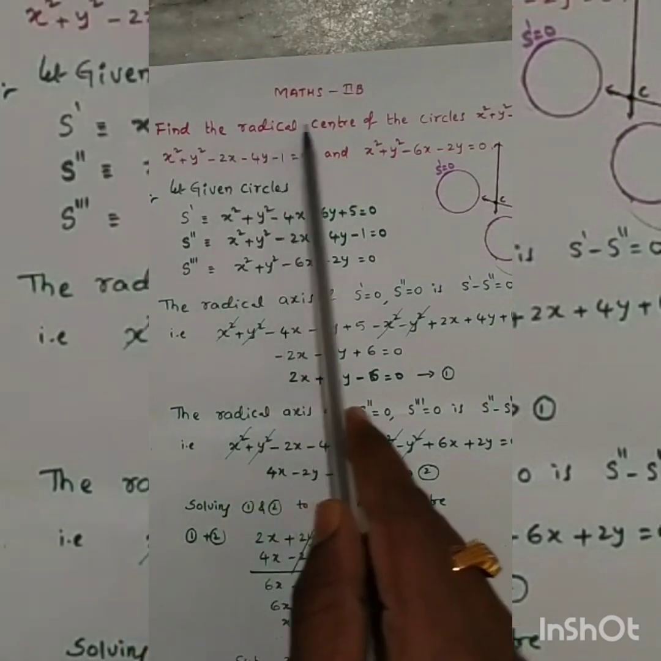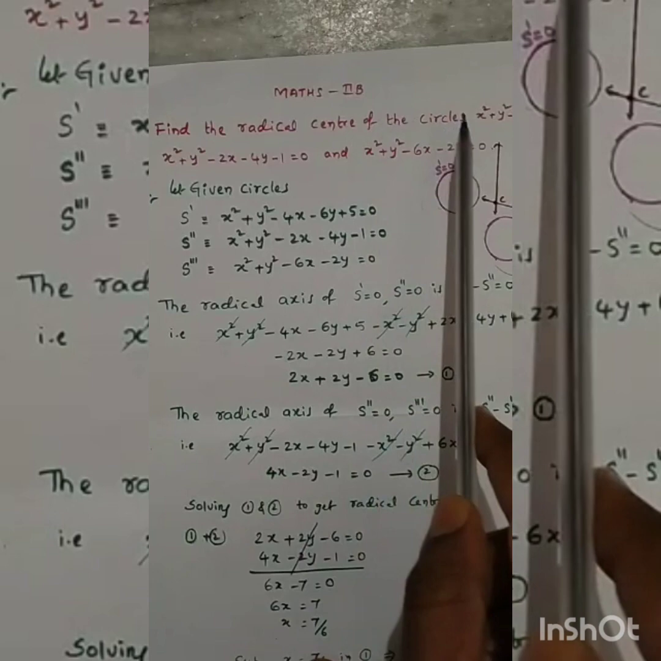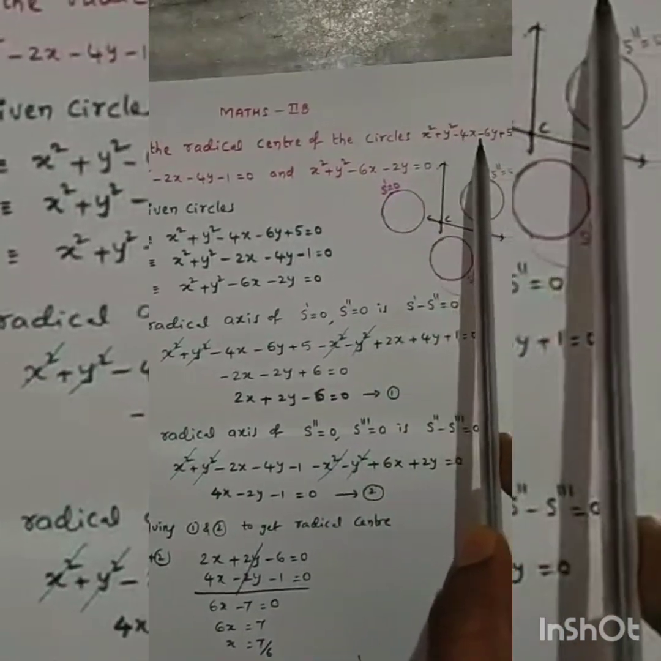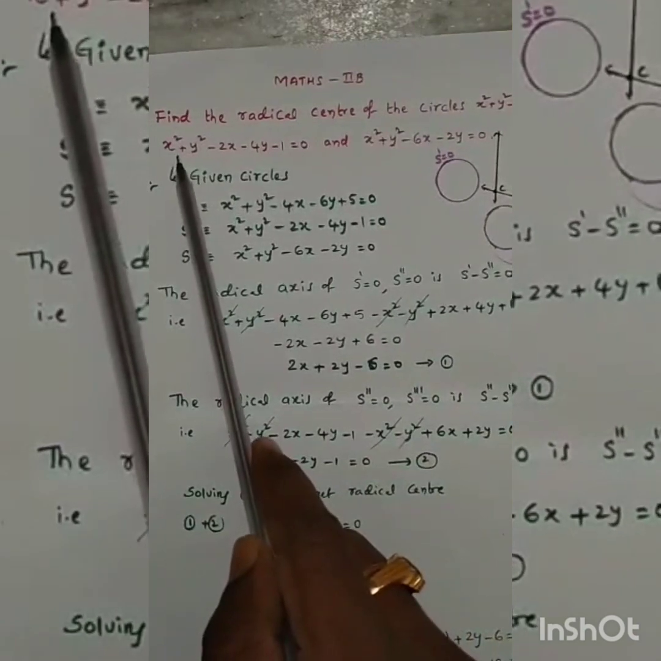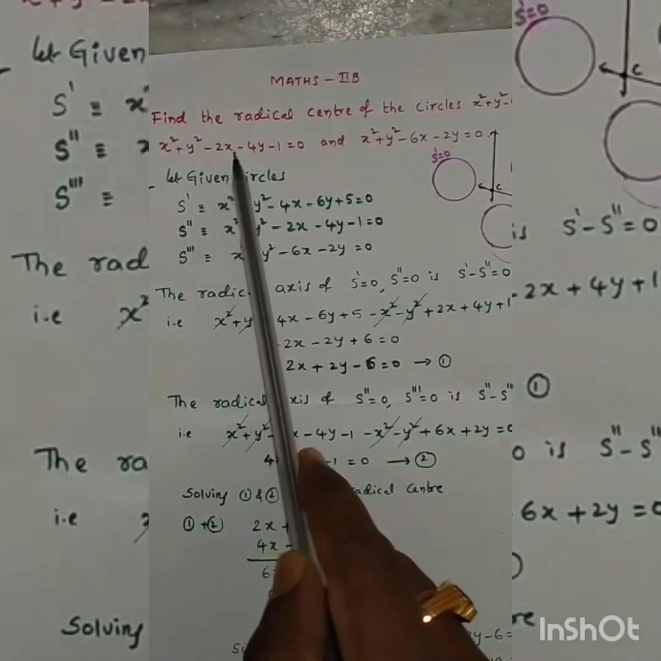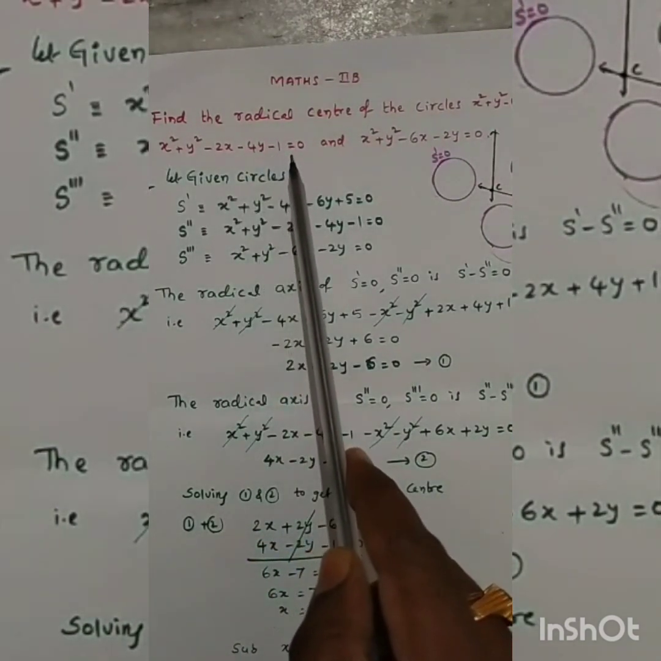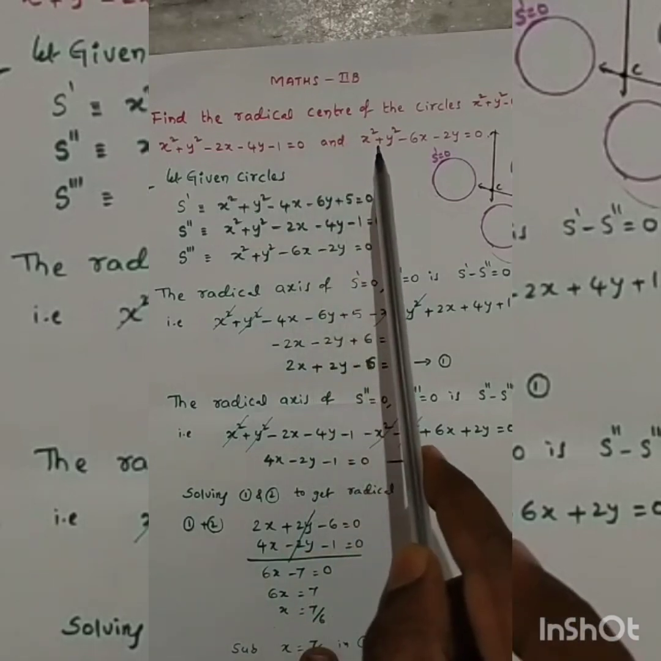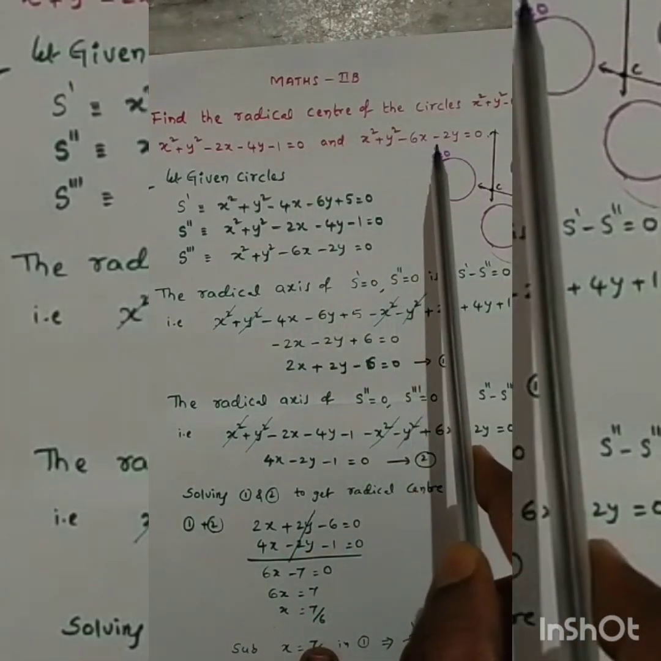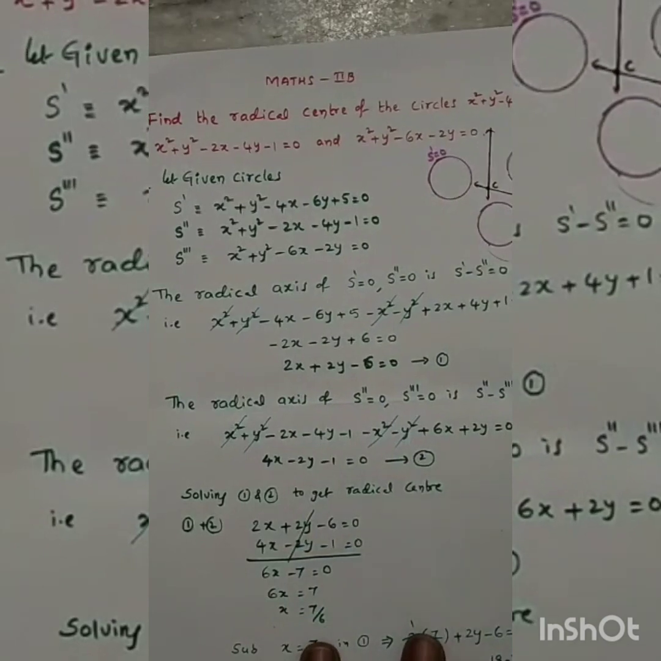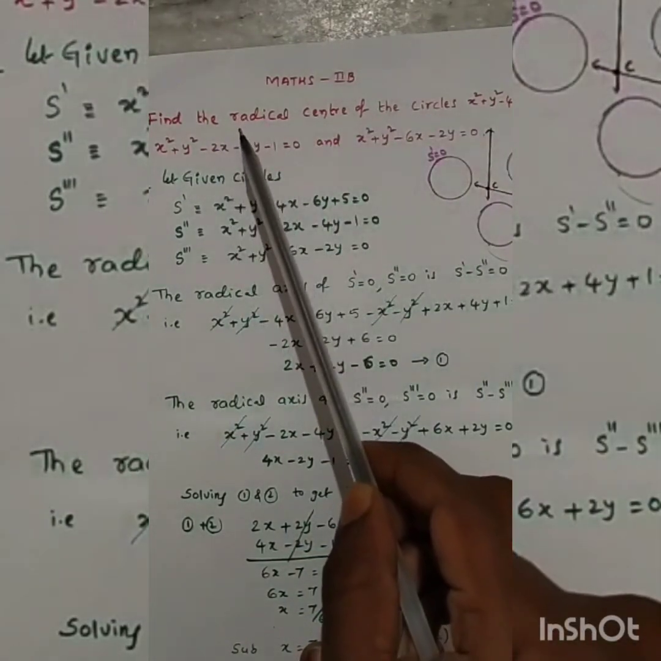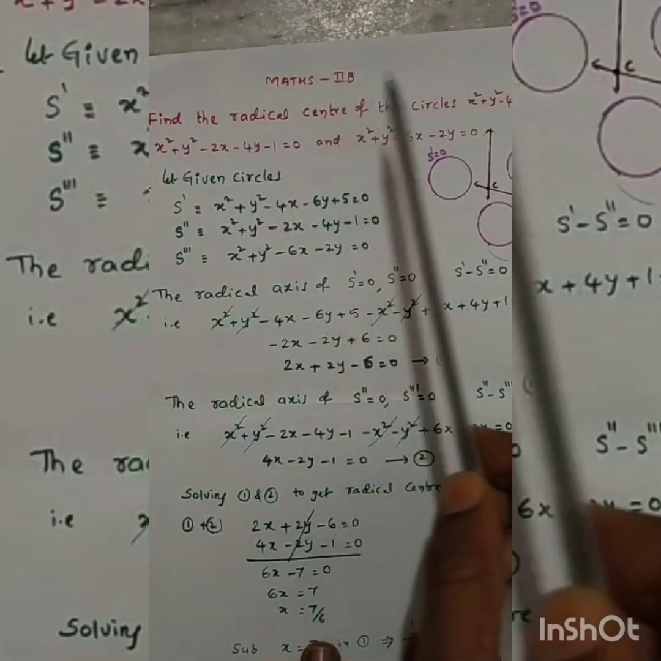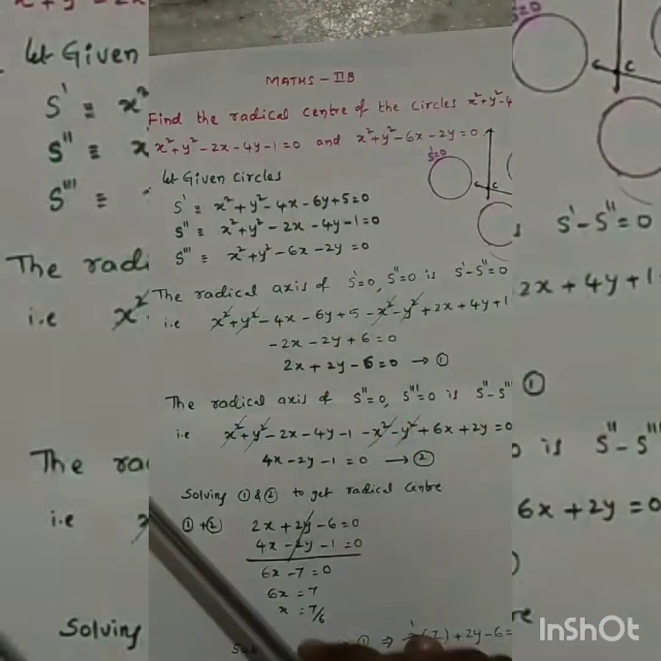Find the radical center of the circles x square plus y square minus 4x minus 6y plus 5 equals 0, x square plus y square minus 2x minus 4y minus 1 equals 0 and x square plus y square minus 6x minus 2y is equal to 0. So in this question what we are finding? We are finding the radical center of these three circles.